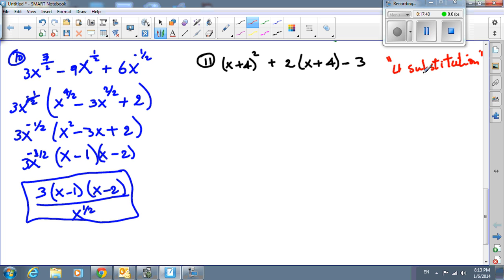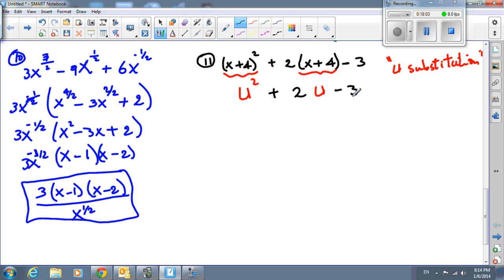The U substitution means you will replace a portion of this equation by U. So here, I will call all this expression U. Therefore, this expression here will not just be U, but it will be U squared. So if I rewrite this, I will have U squared plus 2U minus 3. And this looks just like a quadratic.